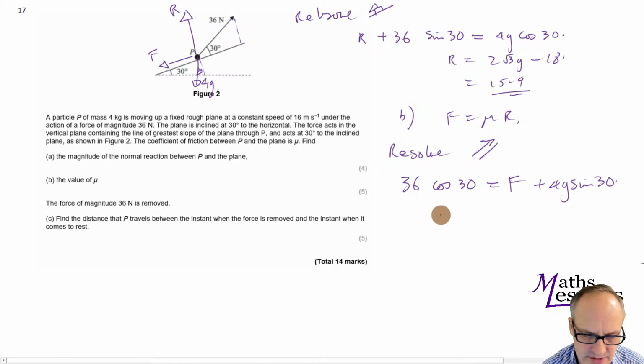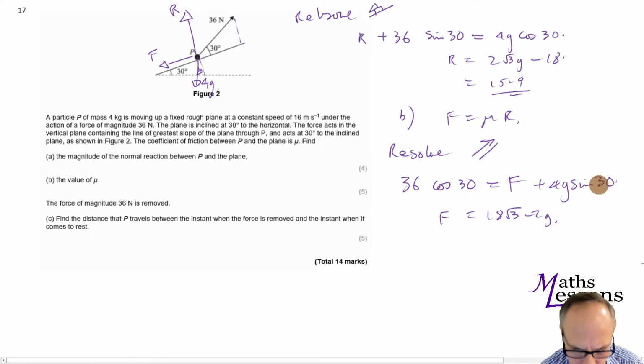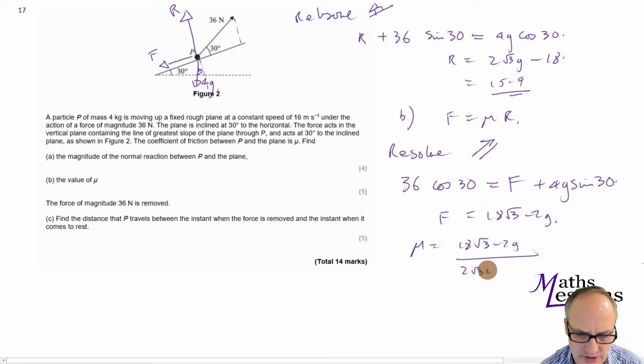So rearrange this and we get F is equal to 18 root 3 minus 2g. When we've rearranged all of that, sine of 30 is equal to half, so that gives me 2g. Take it away from this, and this is 18 root 3. So therefore mu is going to equal F divided by R. So it's F divided by all of that. So mu will equal 18 root 3 minus 2g. If we want to stick to exact values, we can do 2 root 3g minus 18 over here. And it all comes out to be about 0.7322.